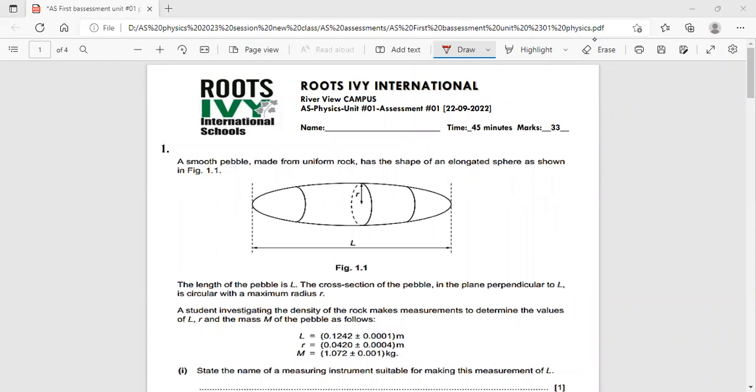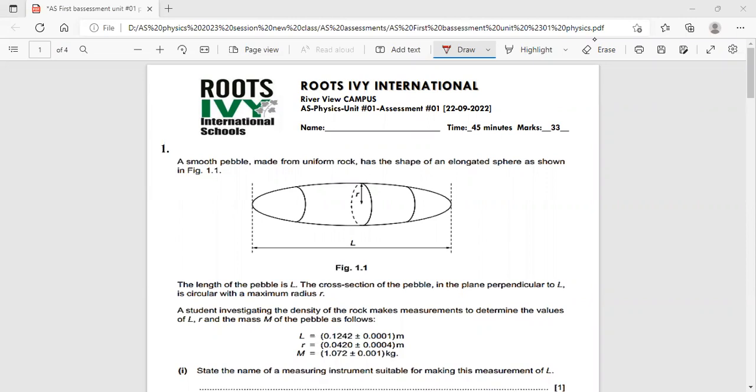Okay, I'm going to solve assessment number one, which I took today in the class. I thought it better to solve it myself so that most of you can know a better way to solve a question. The first important thing is you have to read the question very carefully.